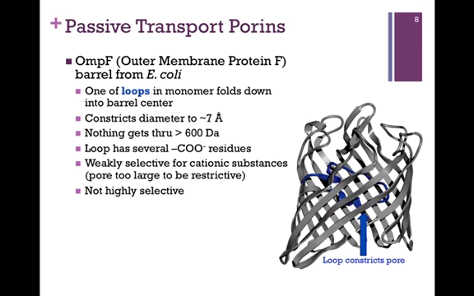Remember, the pore is too large to be restrictive. In other words, even though we have negative charges on that loop, even a molecule that's carrying a negative charge can move through that pore if it's small enough. So it's not highly selective. Most known porins are either non-selective or, in this case, weakly selective.